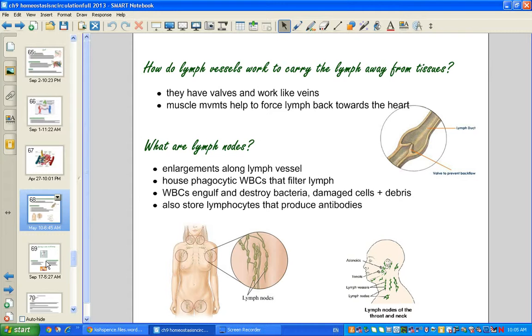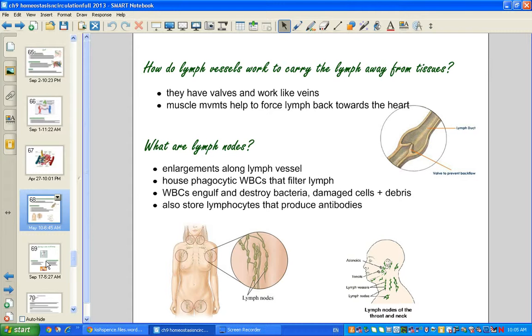And number 7, why do lymph nodes swell when you have an infection? Well, we just kind of mentioned that. Basically, bacteria and debris collect inside as the macrophages trap and destroy them. Because all of those are collecting inside them, they tend to get bigger.